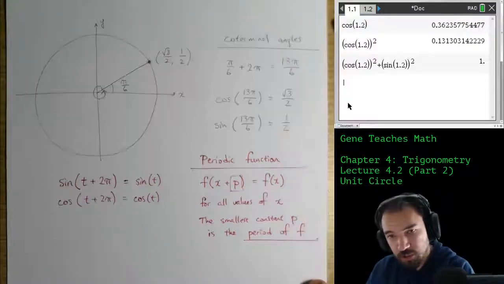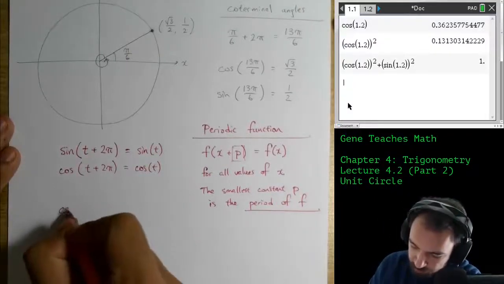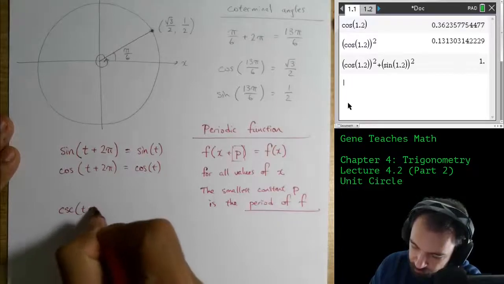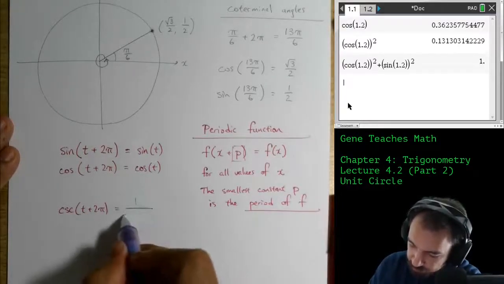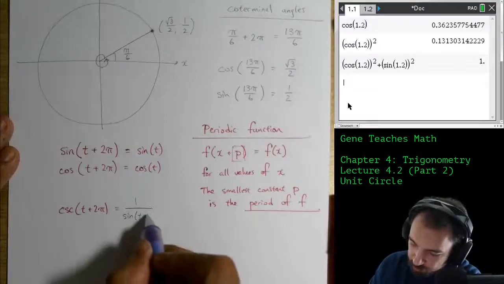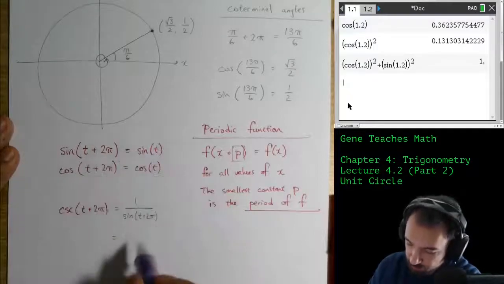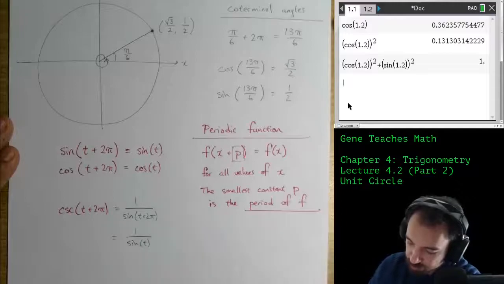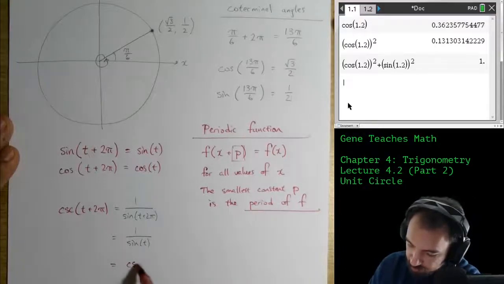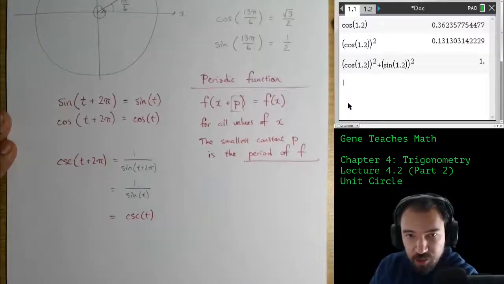And incidentally, of cosecant and secant. Because we can say cosecant of t plus 2 pi is simply the reciprocal of sine of t plus 2 pi, which by this property we understand is simply 1 over sine of t, which then we understand is equal to cosecant of regular t. So evidently cosecant has this same property.